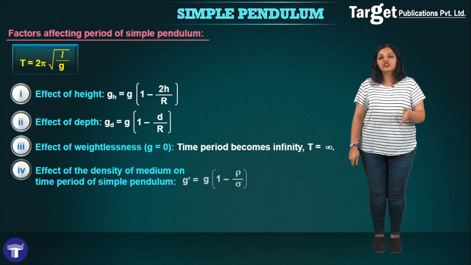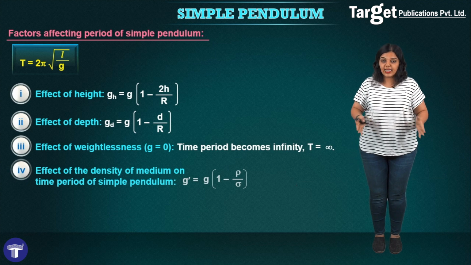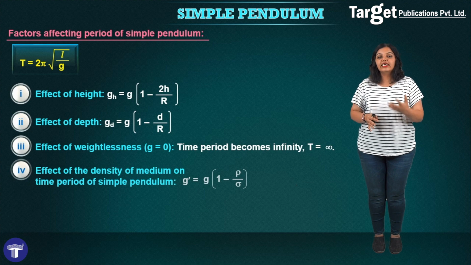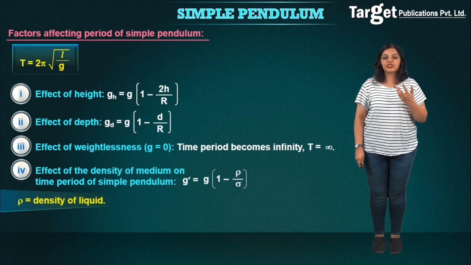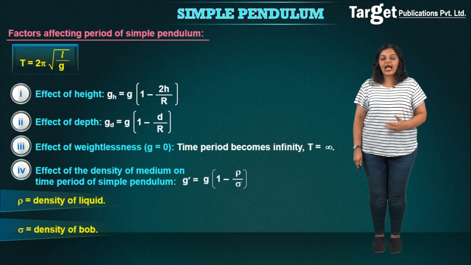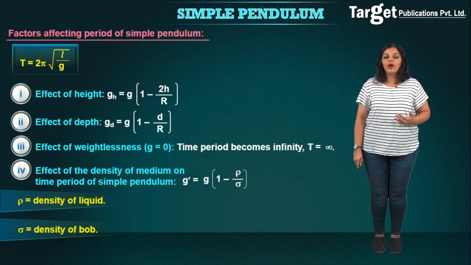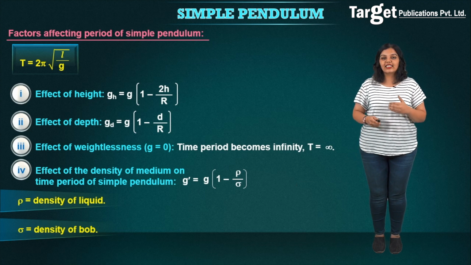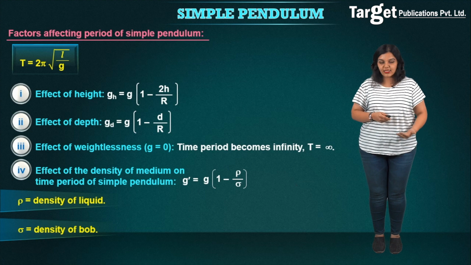And finally, there will also be an effect of the density of the medium in which the simple pendulum is oscillating, and this density of the medium will lead to a change in the effective acceleration due to gravity, and therefore g dash will be g(1 minus rho by sigma), where rho is the density of the liquid in which you have placed the simple pendulum and sigma is the density of the bob.